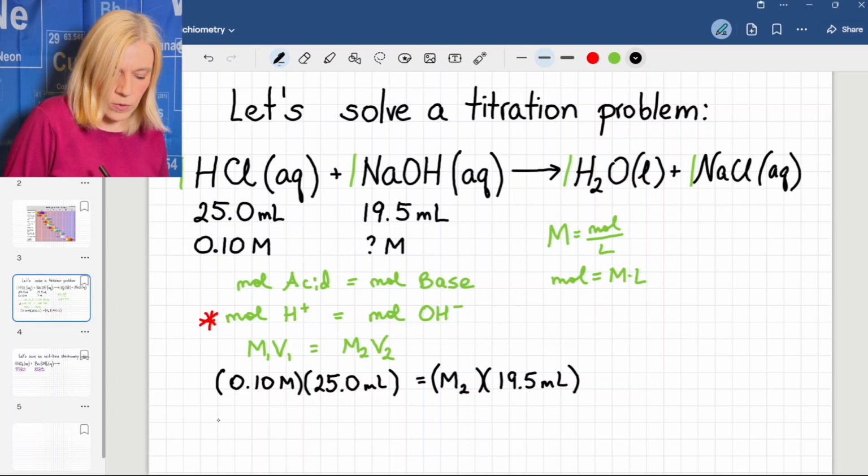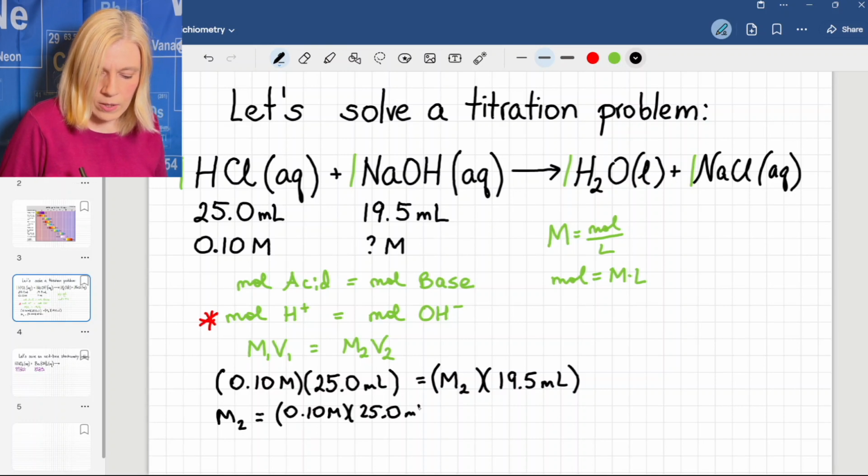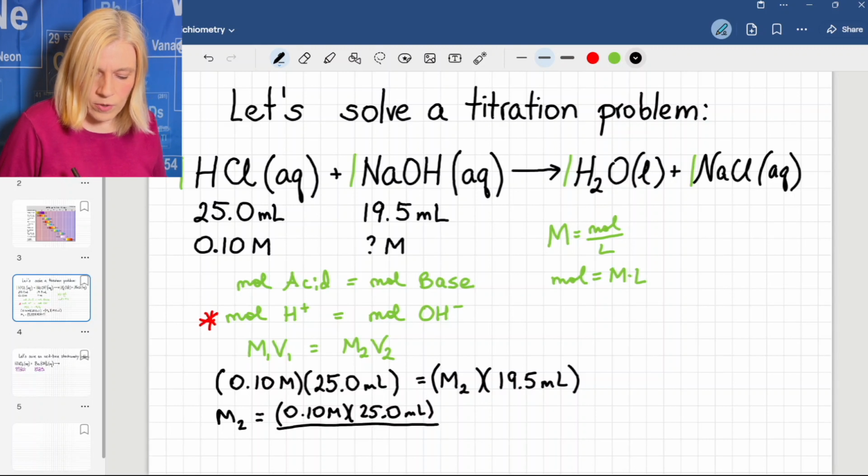My M2 has to equal 0.10 molar times 25.0 milliliters over 19.5 milliliters, yes? And this is why I can use milliliters here, because milliliters cancel out, and I'm left with molarity.